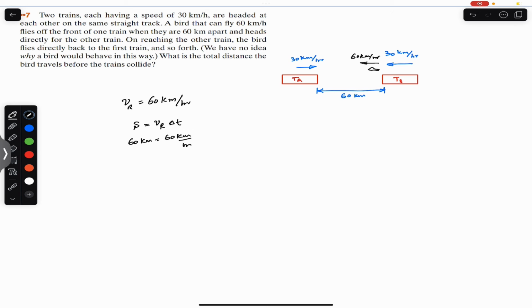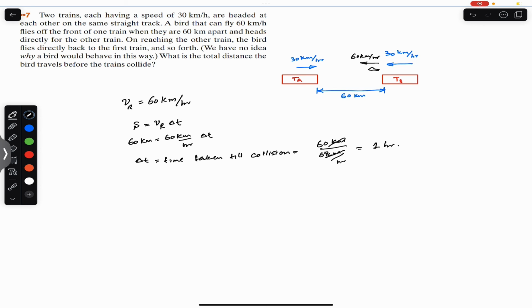So we can find the time taken by both the trains until they collide. So we can say that delta t, this is the time taken till collision, will be equal to 60 kilometers divided by 60 kilometers per hour. So kilometer will cancel out and we will get 60 divided by 60. So that will be 1 hour. So both the trains will take 1 hour to collide when they are 60 kilometers apart.